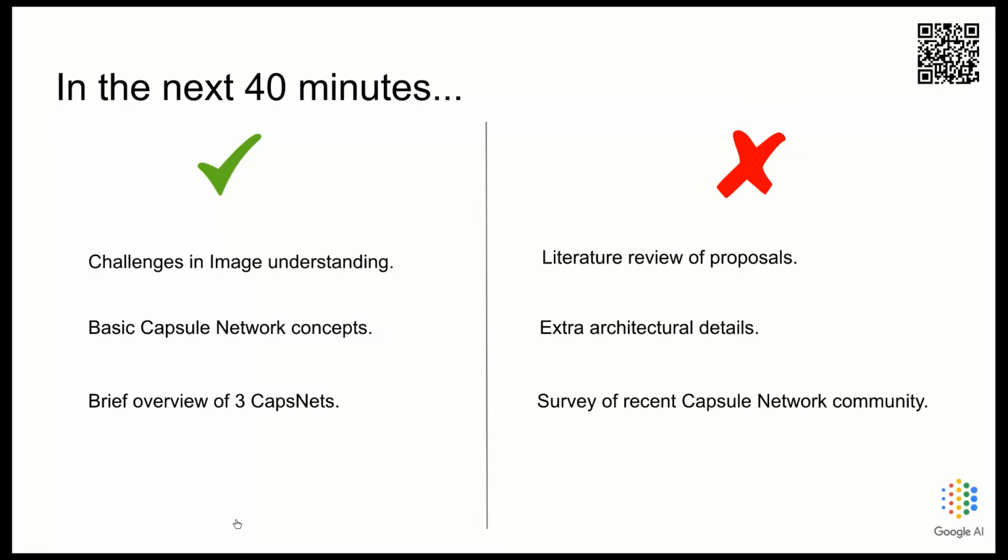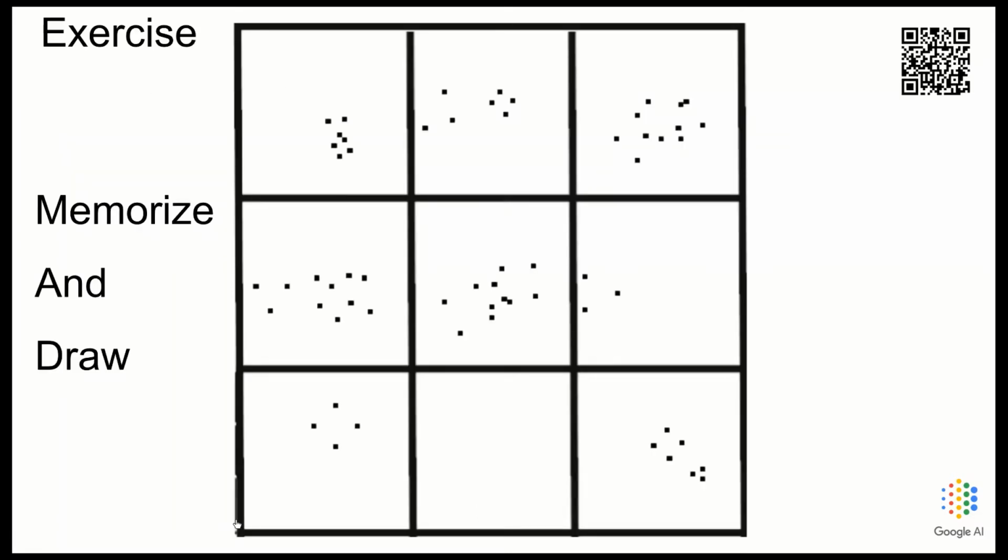Okay, let's begin. As you can see, QR codes are at the top right for asking questions. Let us start with a challenge. This is for you, the audience, to solve. Take a moment to look at these 9 pictures. In 5 seconds, you are asked to draw all of them from memory as accurately as possible. So 1, 2, 3, 4, and 5.